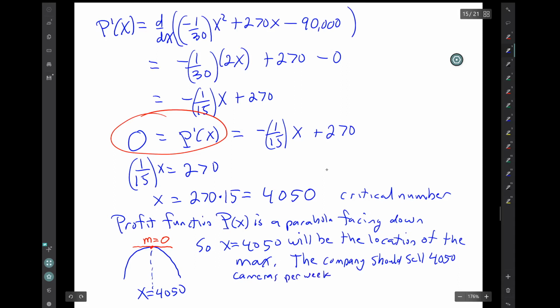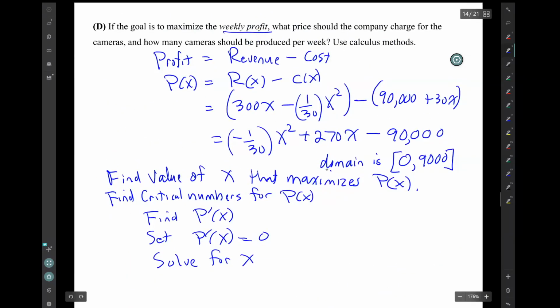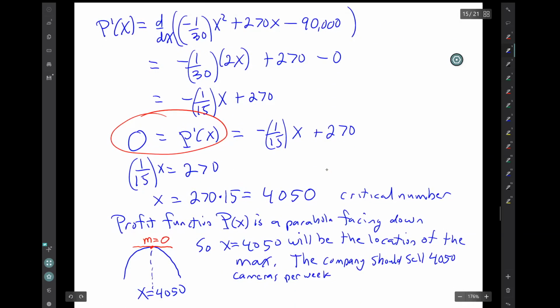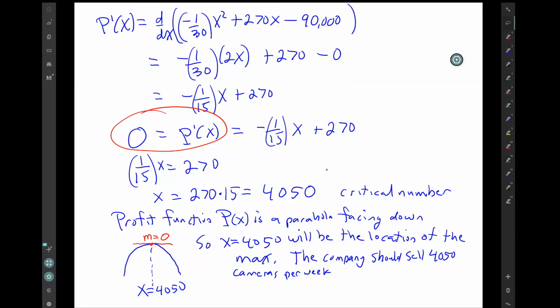Now remember the rest of our question. The question was, how many cameras should be produced per week? Okay, we've answered that, it's 4,050. But the other question is, what price should the company charge? Well, we need to find the corresponding value of price. We'll do that calculation on the next page.